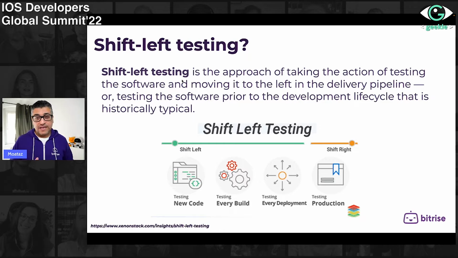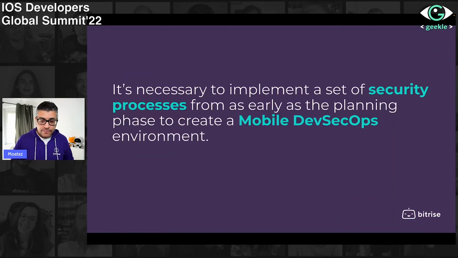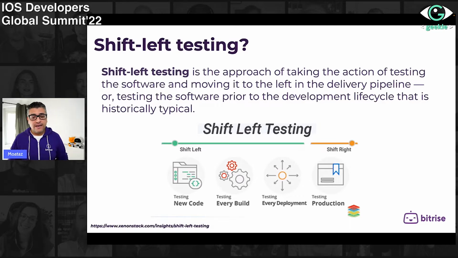For example, shift left testing is an approach of taking testing of the software and moving it left in the delivery pipeline. If you have a pipeline or workflow for delivering or releasing software, testing can happen in the early stages of the development lifecycle. And here I can mention one of the principles we usually talk about, which is fail fast. Sorry, so here we are usually mentioning fail fast.